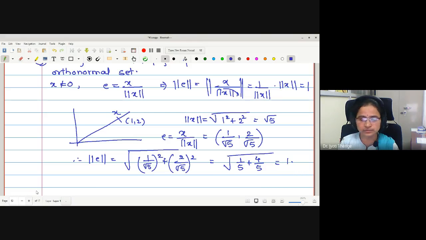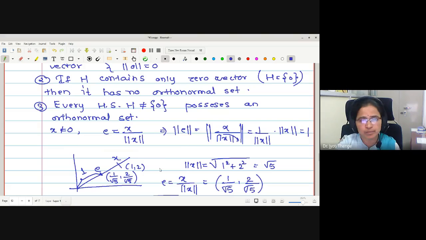Okay? Have you got it? Yes, ma'am. Okay, therefore, where is the location of your vector? Dividing by root 5 means we are dragging the vector x back. Here is your location x. Now we are dragging the vector x back by the scalar root 5, and somewhere here is the position E. And this position will be 1 upon root 5, 2 upon root 5, where this distance is unity. Correct? This is the method.